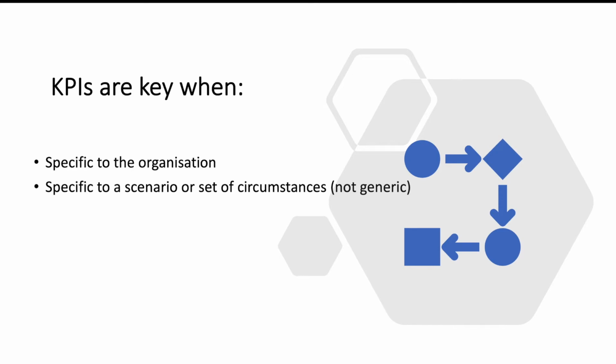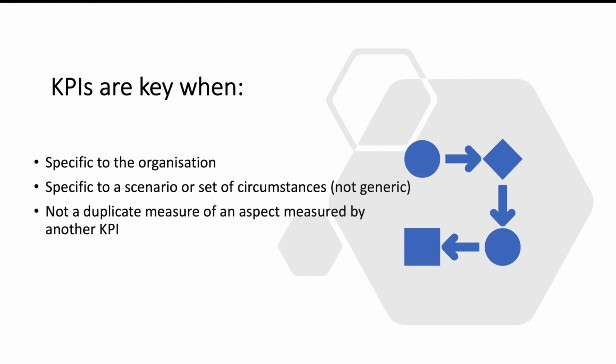Like in the past paper exam, we have discussed these things a lot of times. We should be a little bit specific in the KPI when we are asked to prepare KPIs on anything. Then definitely we will be answering the scenario, not just a generic answer, but giving a specific one on that scenario, and not a duplicate measure of an aspect measured by another KPI.